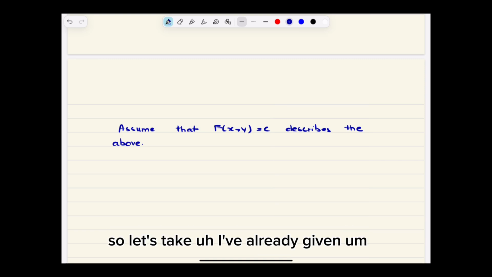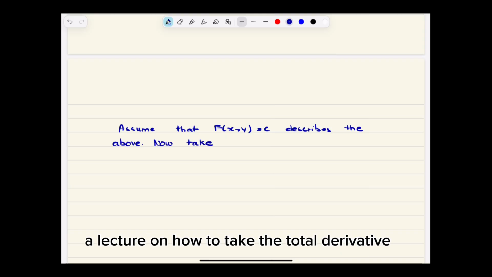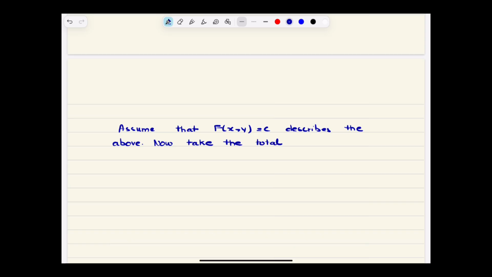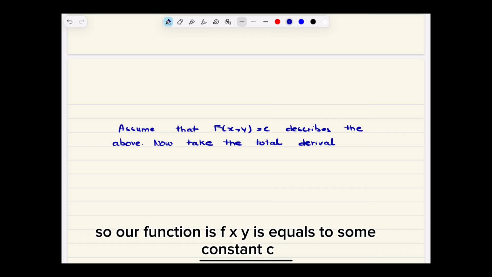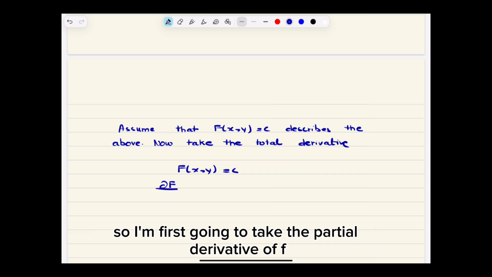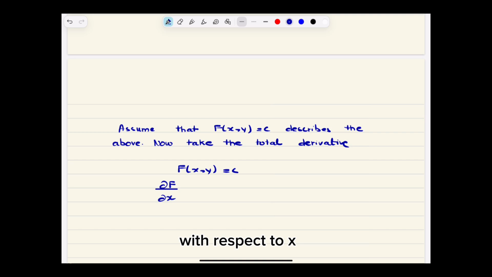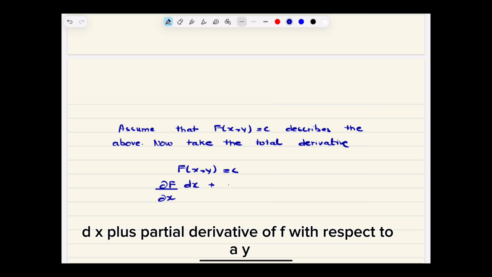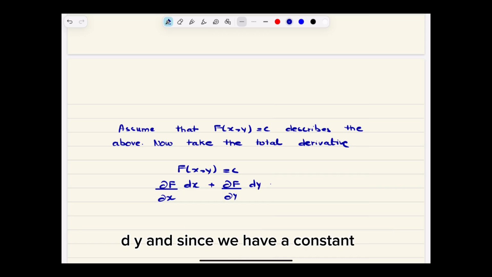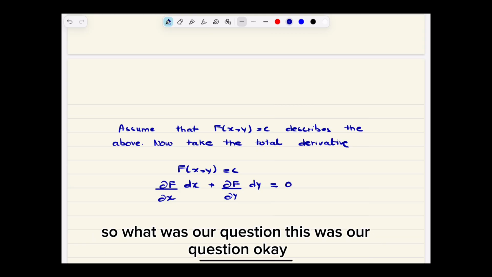Anyhow, I've already given a lecture on how to take the total derivative. So now let's take the total derivative. Our function is f(x,y) equals some constant c. I'm first going to take the partial derivative of f with respect to x times dx plus the partial derivative of f with respect to y times dy, and since we have a constant, the derivative of any constant is equal to 0.